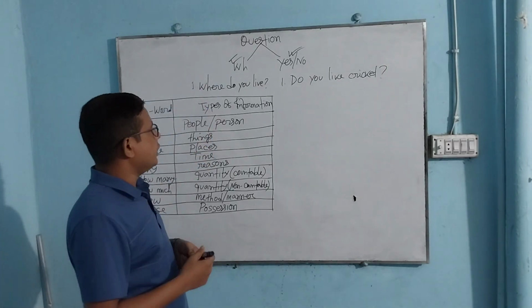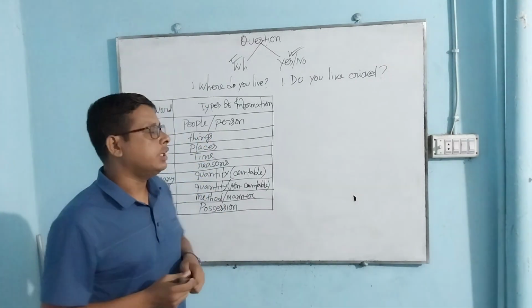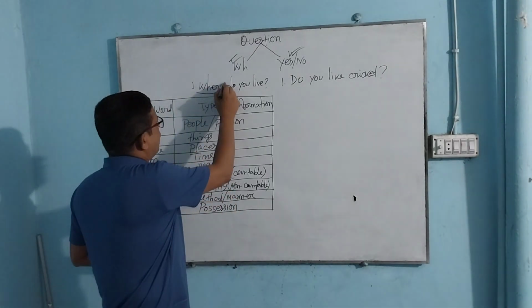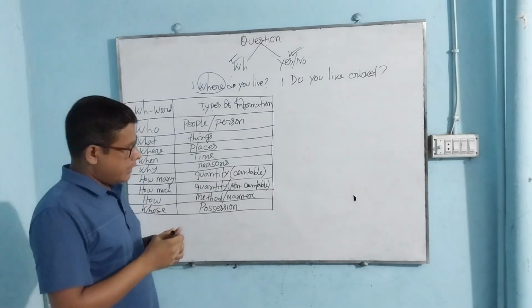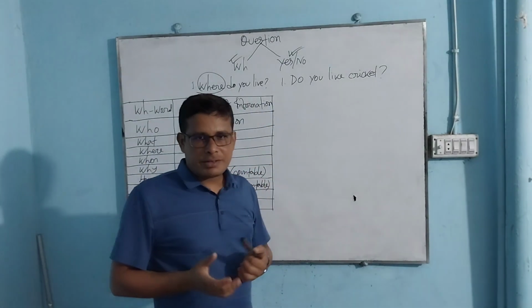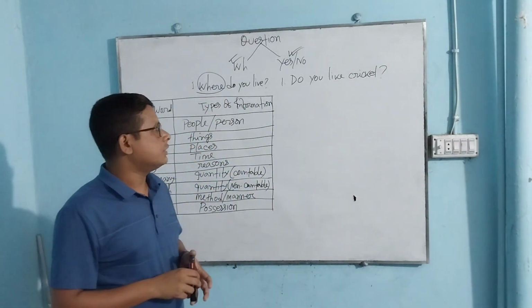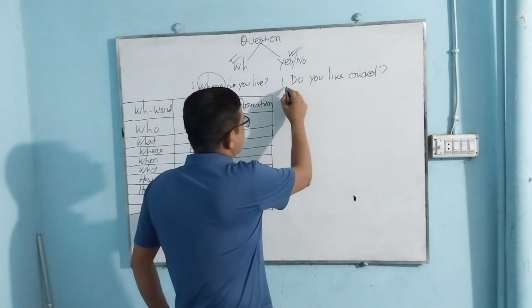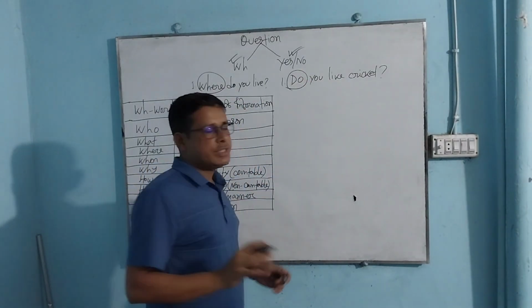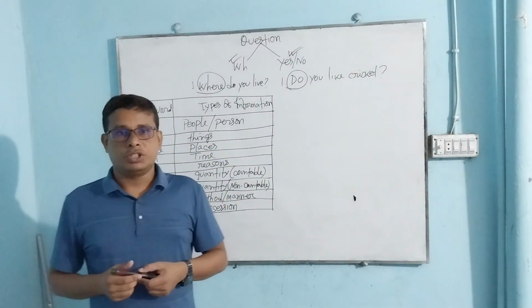Suppose, where do you live? Where do you live? Here the WH word is where. And do you like cricket? Here the question starts with the word do, which is an auxiliary verb or do verb.